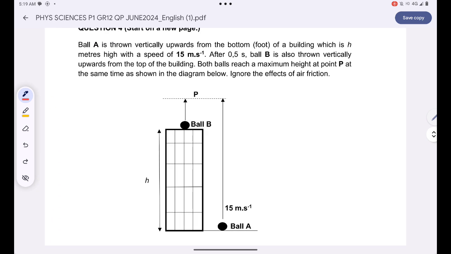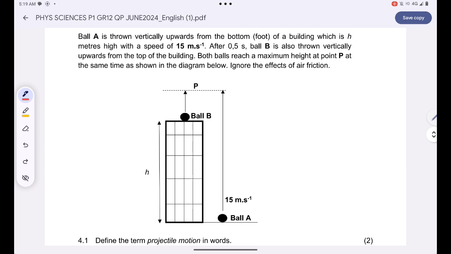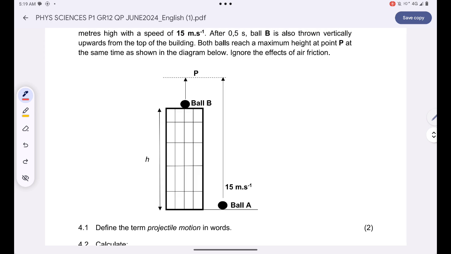Okay. Ball A is thrown vertically upwards from the bottom, which is also the foot of a building which is 8 meters high, with a speed of 15 meters per second. And then after 0.5 seconds, ball B is also thrown vertically upwards from the top of the building, and then both balls reach a maximum height at point P at the same time as shown in the diagram below. I must just ignore the effects of air friction.